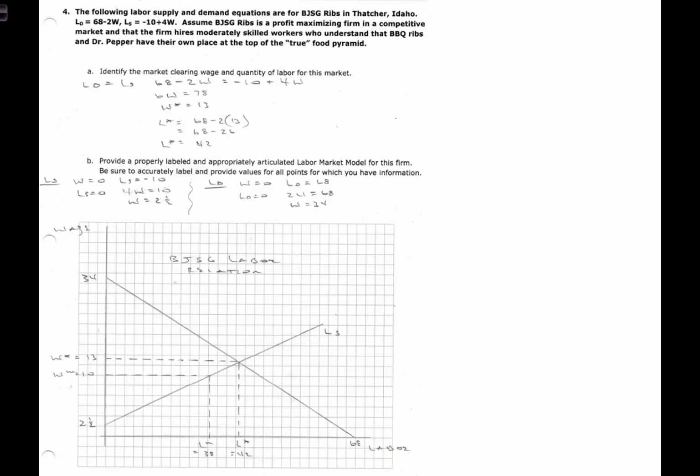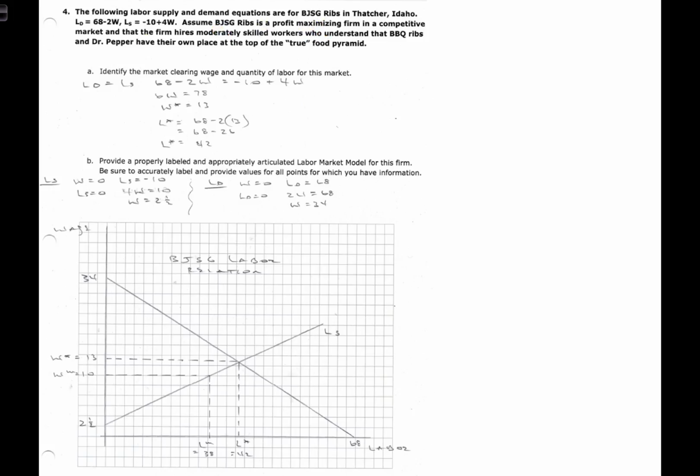So now let's look at number 4. Number 4, I say the following labor supply and demand equations, again for BJSG Ribs in Thatcher, are labor demand of 68 minus 2W and labor supply of minus 10 plus 4W. Same things we've seen before. So if you answered number 3, you didn't bother with this. You answered number 4, you're doing this, of course. So we're going through the exact same structure here. This is the same information.